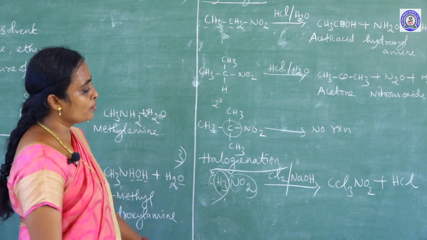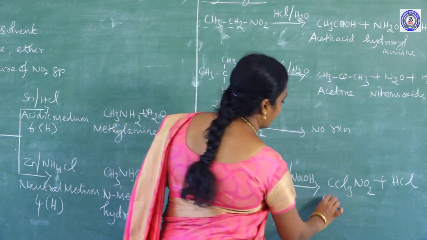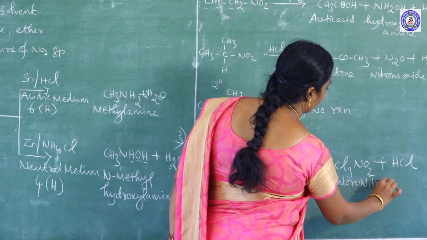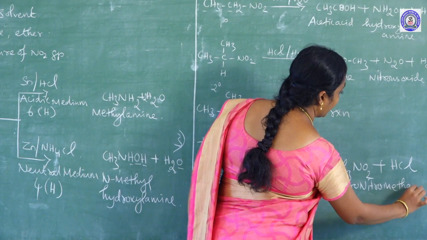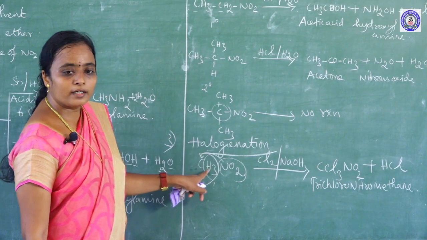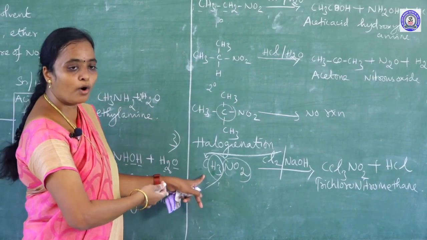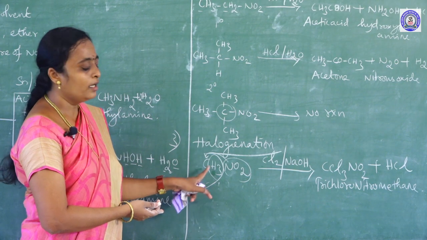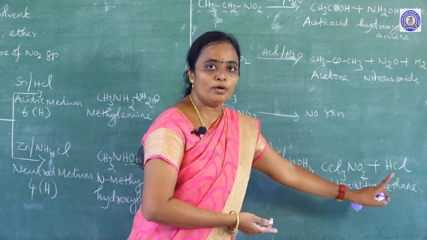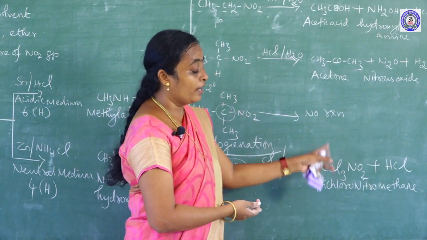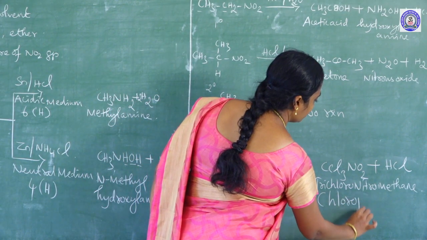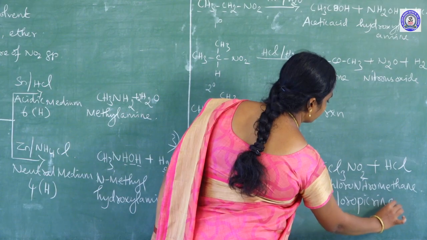Now, what is its name? That is trichloronitromethane. Trichloronitromethane, because CH3NO2 is nitromethane, where I have replaced all 3 hydrogen atoms by 3 chlorine atoms. So, you will get trichloronitromethane and the side product HCl, and one more name I am going to give, that is a special name, chloropicrin.